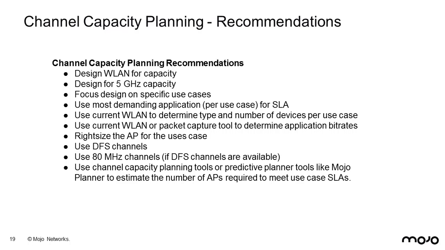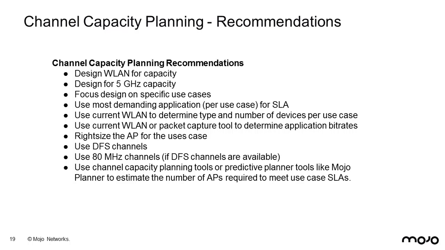You want to use the current wireless LAN to determine the number of devices. That's where you can do some trend analysis of the number of devices and also the types of devices. And you can use the current wireless LAN or a packet capture tool to determine application bit rates if you're unsure. You want to right size the AP for the use case. That's not right, I got a typo there, use case.